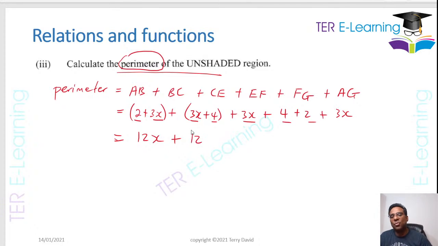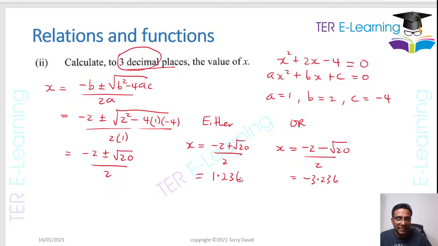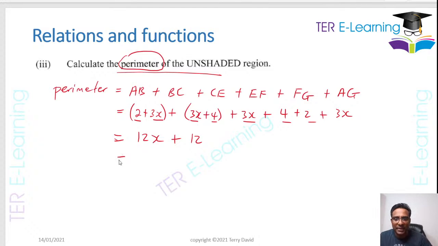But the thing is, you just worked out what x was. You got two values for x. But the one that we're going to use is the positive value, because it can't have a negative length, right? So that is 1.236. So that is 12 multiplied by 1.236 plus 12. And what I'm going to get is 26.832. Right? 26.832.